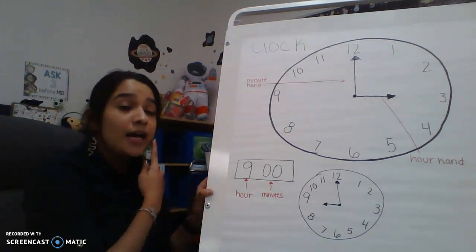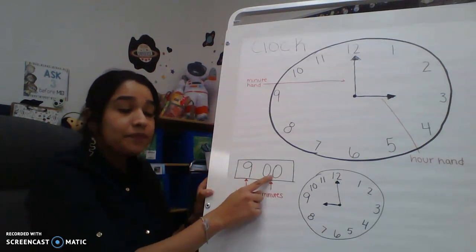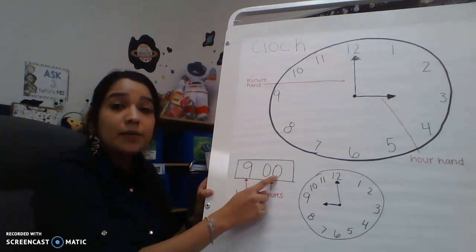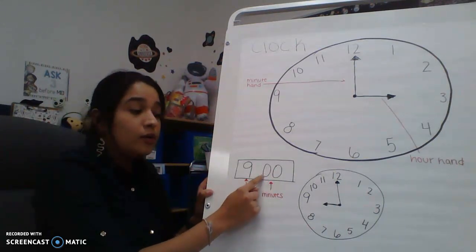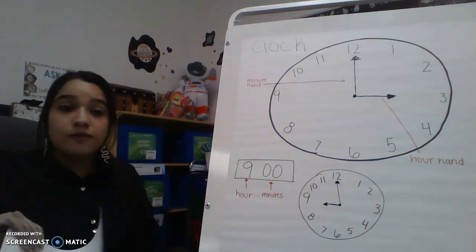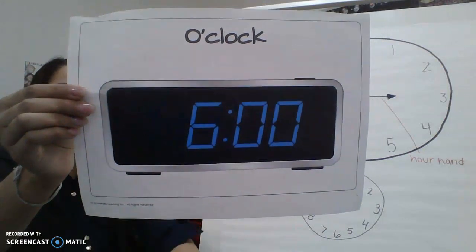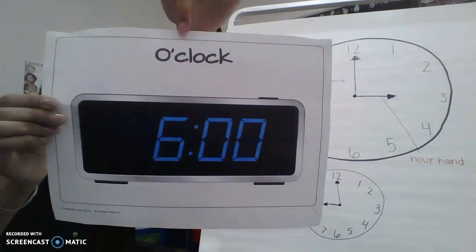It's 9. Okay, and the minutes, what did we say? We say when we see 2 zeros. So what do we say when we see 2 zeros? Let's look back to our vocabulary word. So we see 2 zeros right here. So what do we say?